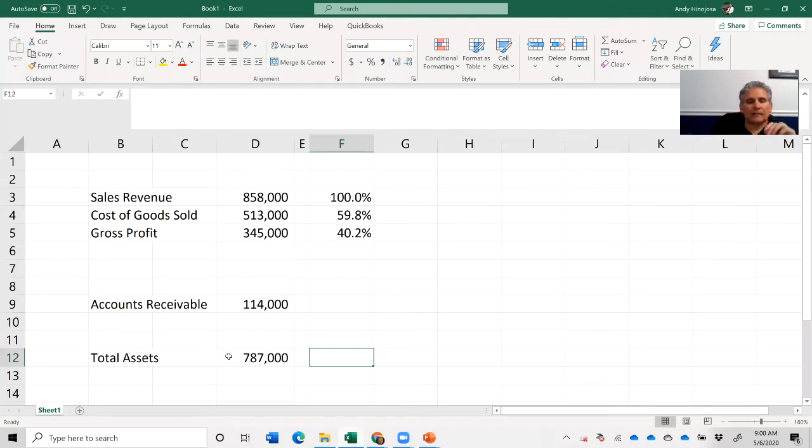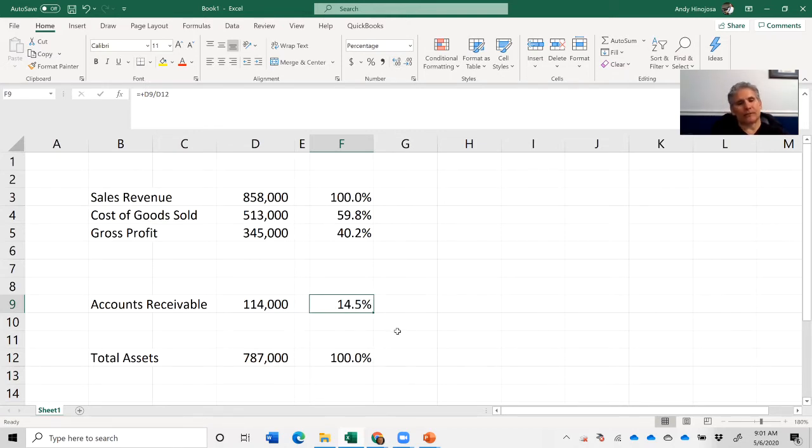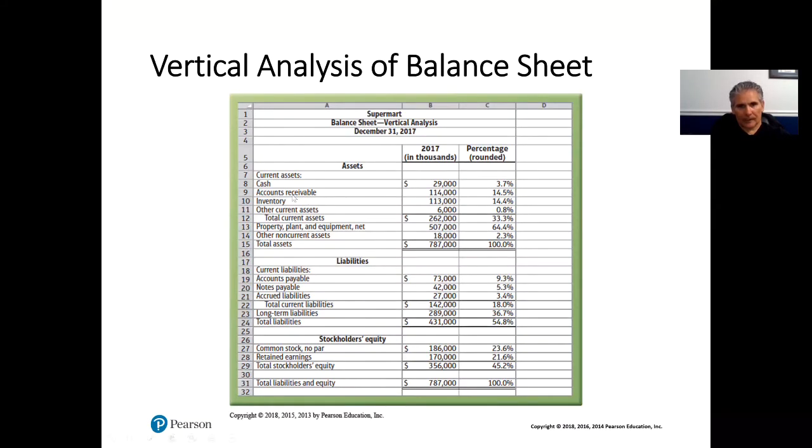Okay, so just isolating those two accounts, 787,000 divided by 787,000 is 1. As a percentage, it's 100%. Accounts receivable, 114,000 divided by 787,000, 0.14. As a percentage, 14.5%. Accounts receivable, 14.5%.